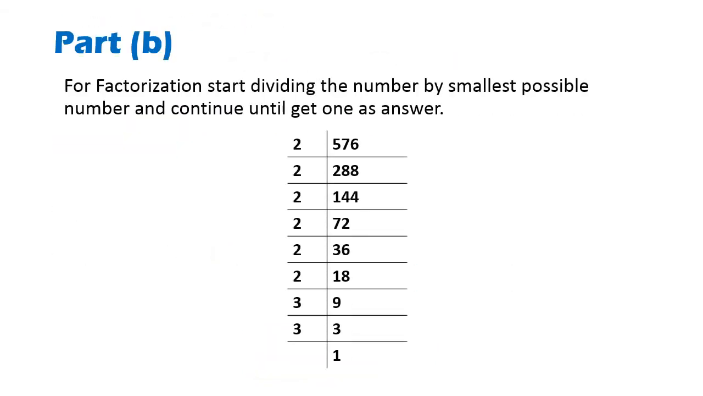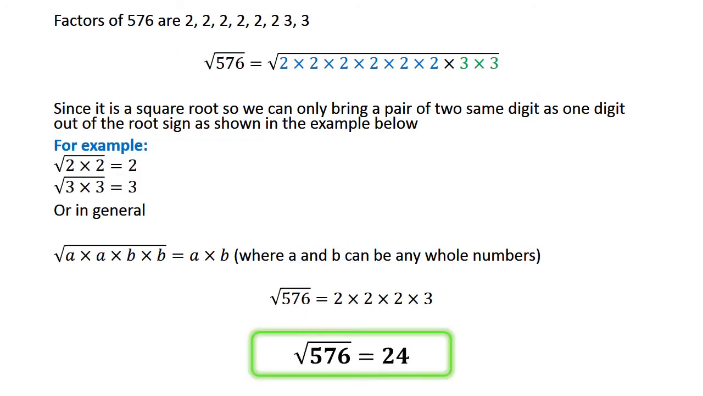Part B. For factorization, start dividing the number by the smallest possible number and continue until we get 1 as the answer, as shown in the prime factorization method below. So the factors of 576 are 2, 2, 2, 2, 2, 2, 3, 3, and since it is a square root, we can only bring a pair of two same digits as one digit out of the root sign, as shown in the example.